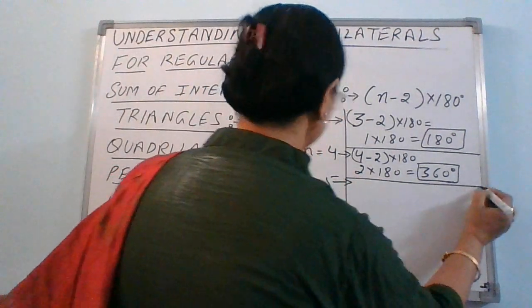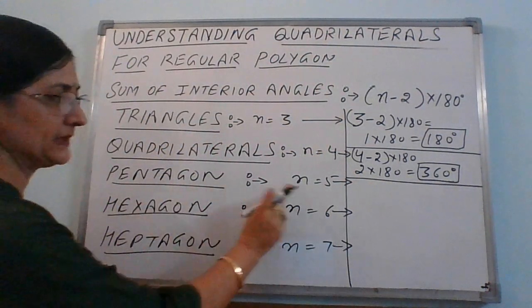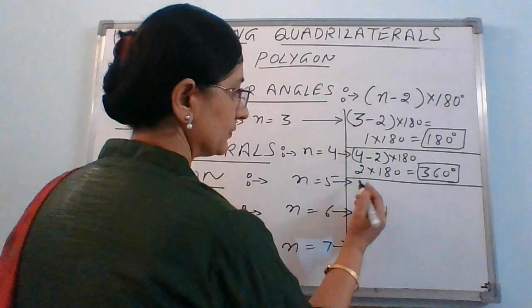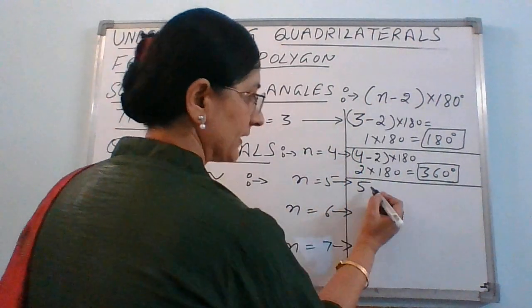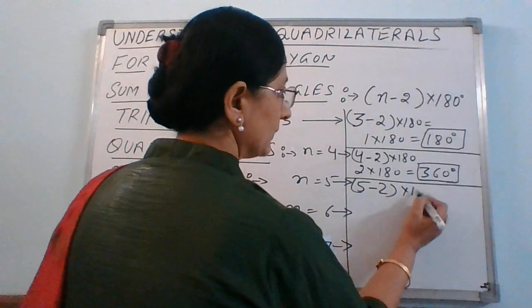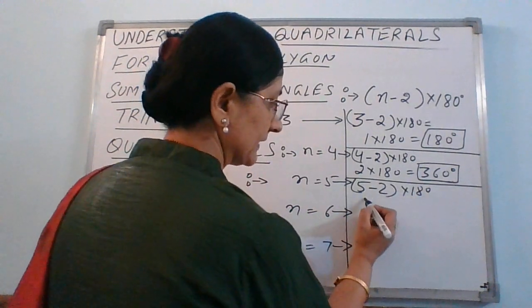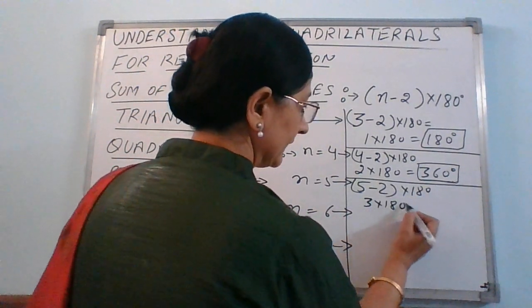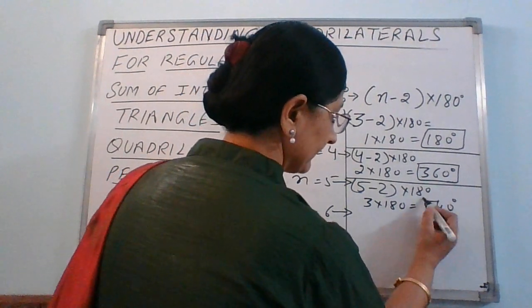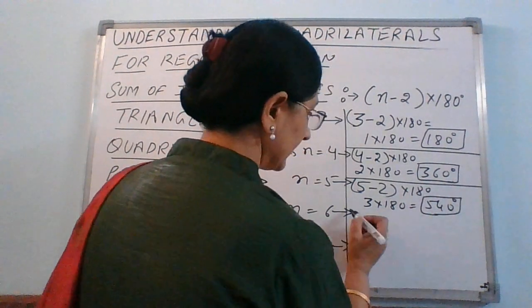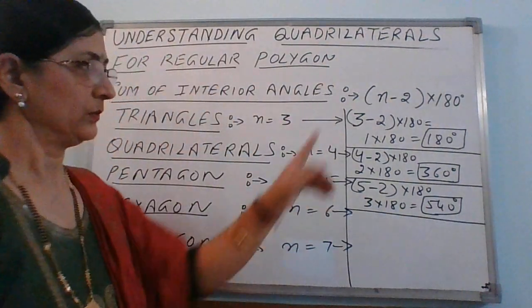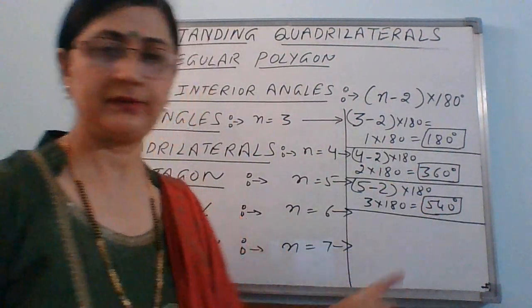Now, let us calculate for pentagon. Pentagon means n is 5. Substitute here 5 in place of n, 5 minus 2 into 180. Here 5 minus 2 is 3. 3 into 180 is 540 degrees. I hope it's clear, right? 180 degrees, 360 degrees, 540 degrees, right?